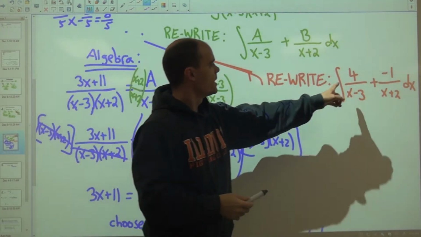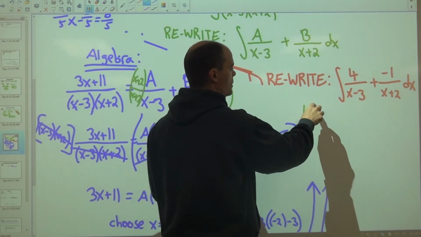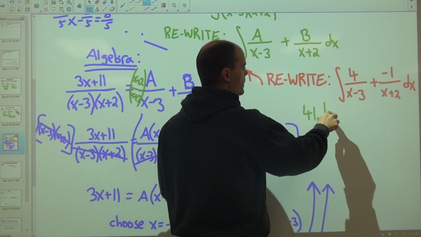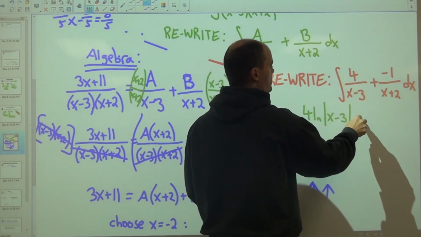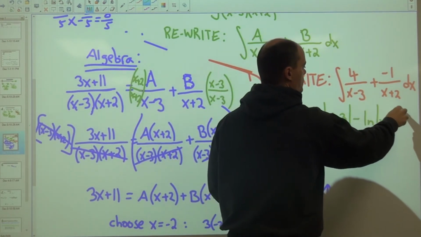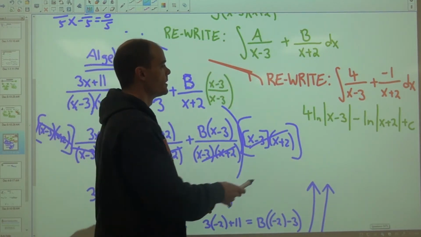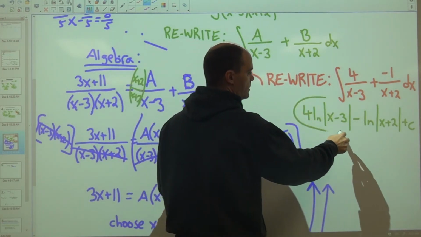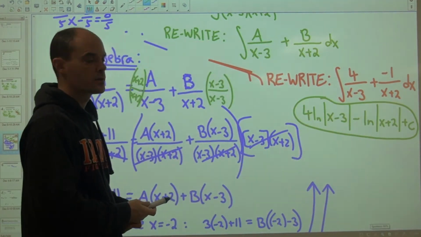I know this is an ln, this is an ln, so I end up with 4 ln of x minus 3 minus the ln of x plus 2. And of course, we don't want to forget that good old plus c. There is our antiderivative using partial fractions.